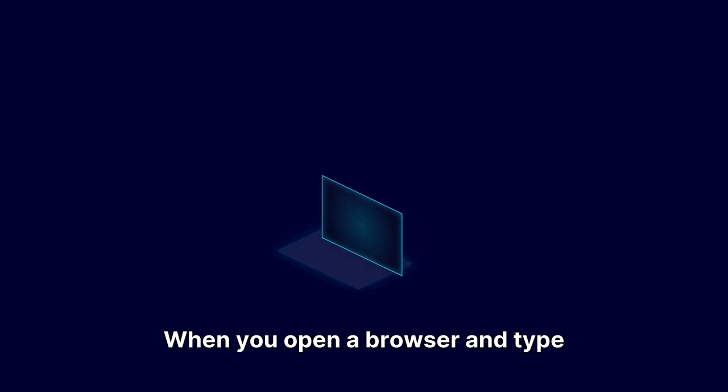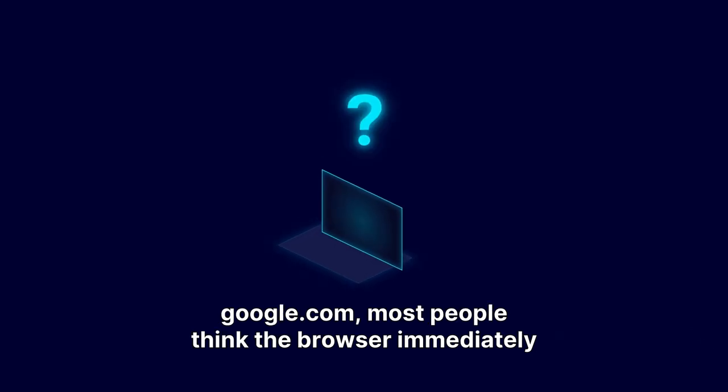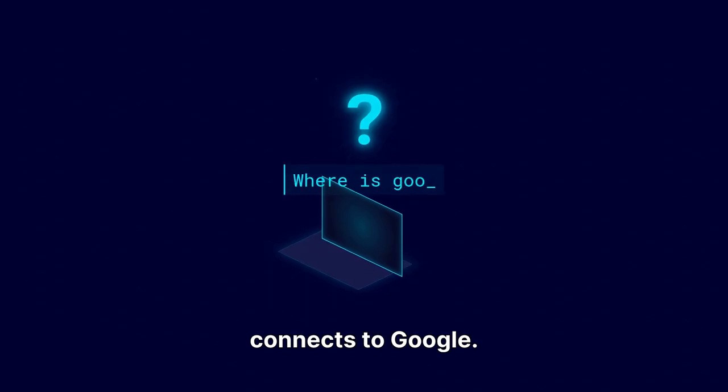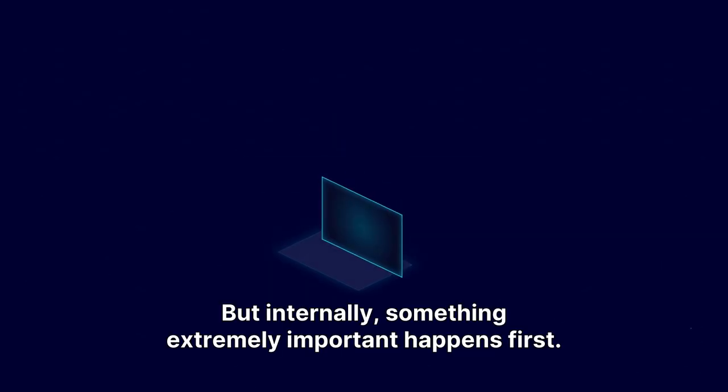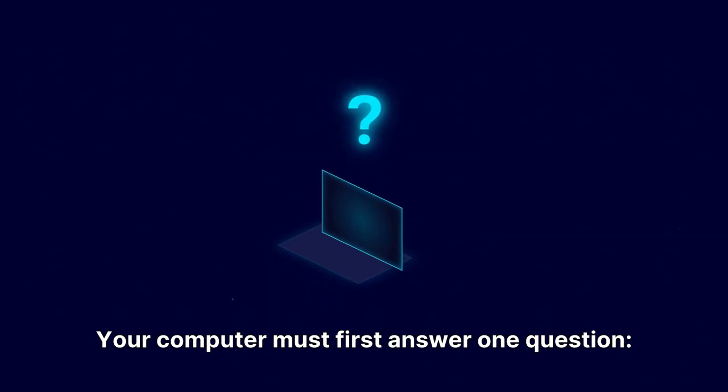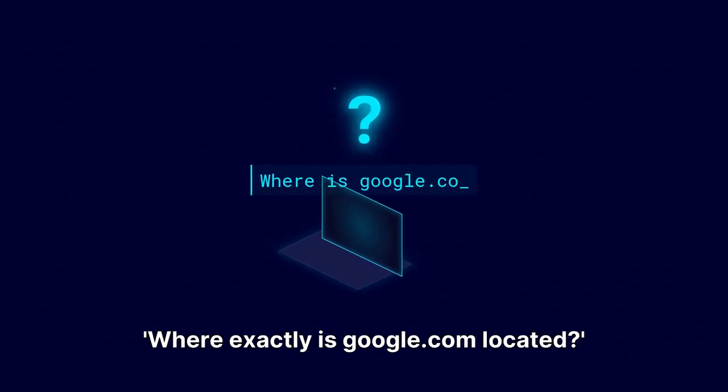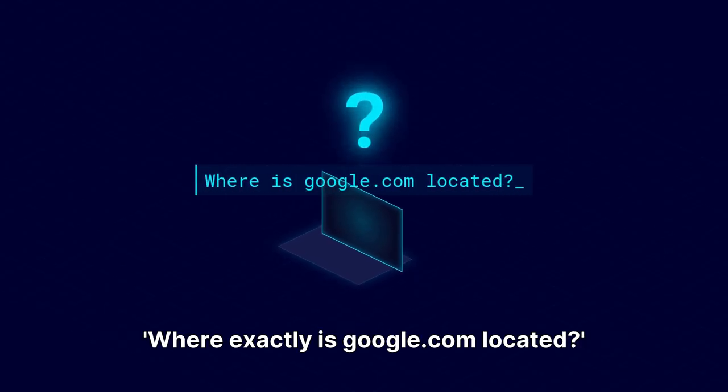When you open a browser and type google.com, most people think the browser immediately connects to Google. But internally, something extremely important happens first. Your computer must first answer one question. Where exactly is google.com located?